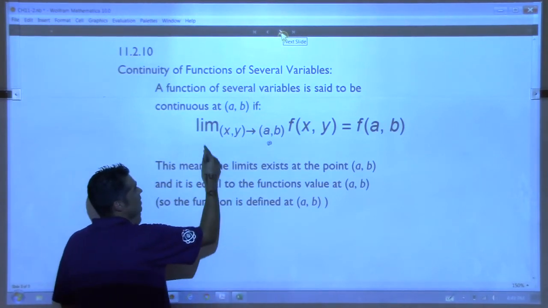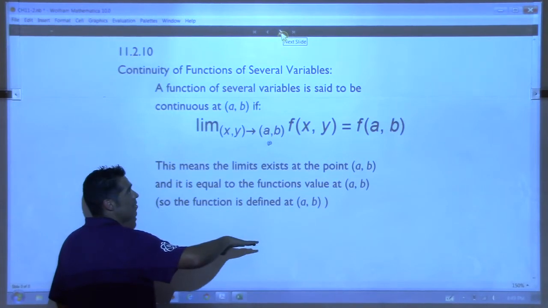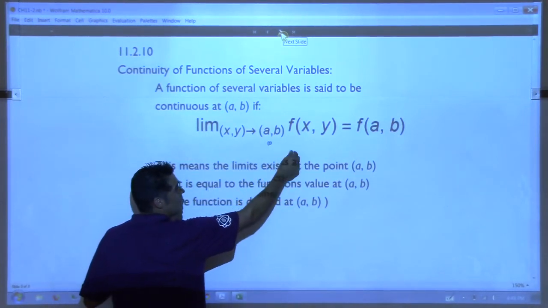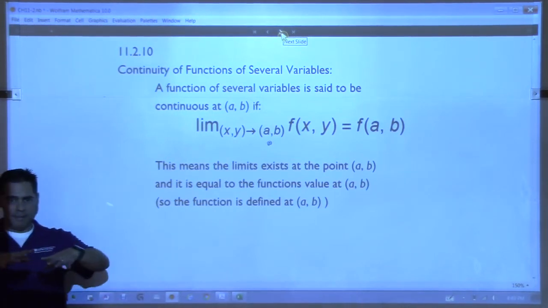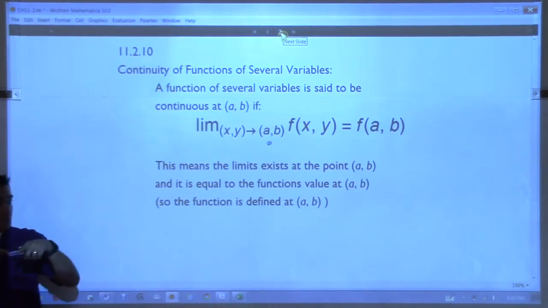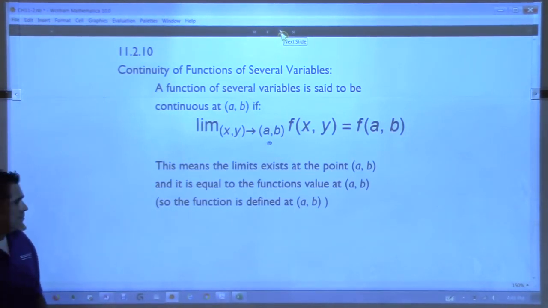It just says that in order for us to have a continuous function at a point, we need that the limit exists and that it's equal to the function at that point. So it's like you have this surface, from every direction you're headed to the same place, and at that point you're defined and you fill in that hole. Yeah?